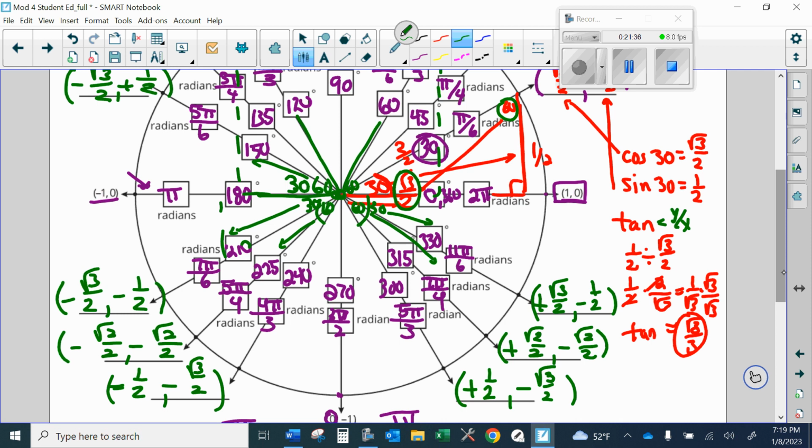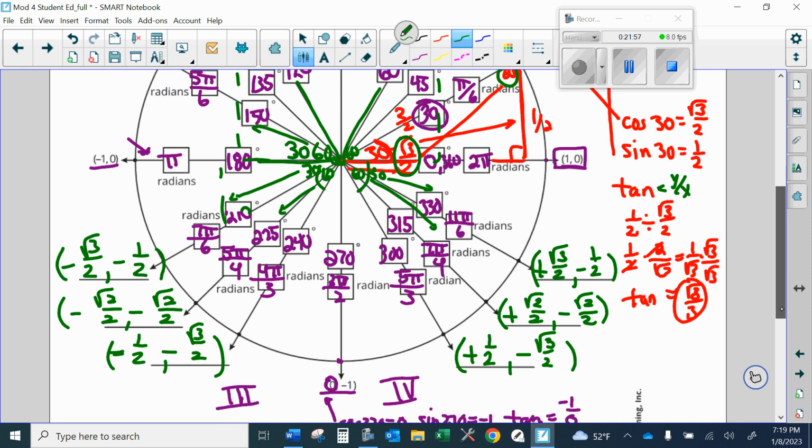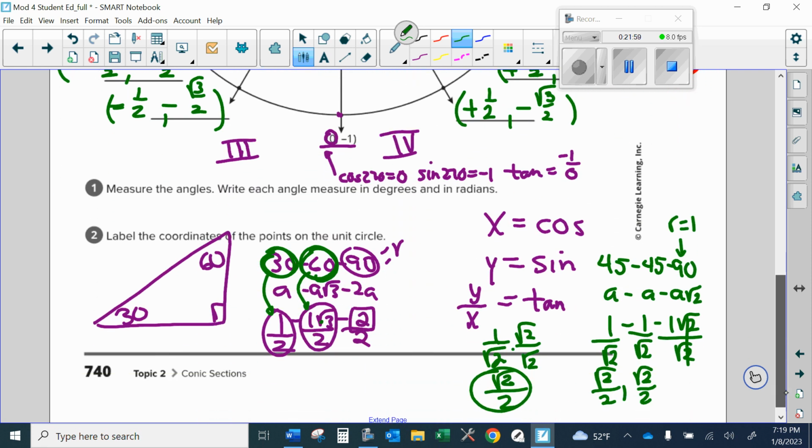Okay, and then of course, we have the reciprocals of each one. We know the reciprocal of sine is cosecant. The reciprocal of cosine is secant. The reciprocal of tangent is cotangent. So I would just take whatever those values are and do the reciprocal of them, if I wanted the other of the 6 total trig functions.